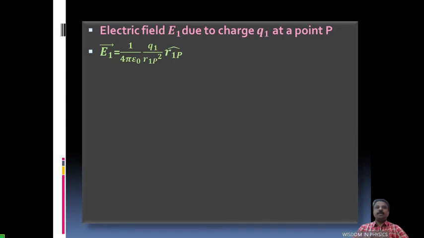How do we write the expression for the electric field E1 due to the charge Q1 at a point P? Obviously, E1 vector is equal to 1 by 4 pi epsilon naught, Q1 by R1P square, R1P cap. This is our general convention, because we know the electric field due to a point charge: 1 by 4 pi epsilon naught, Q by R square, into R cap. That is what we discussed in the previous slide. Based on the same thing, we have written the electric field E1 for the corresponding charge Q1.